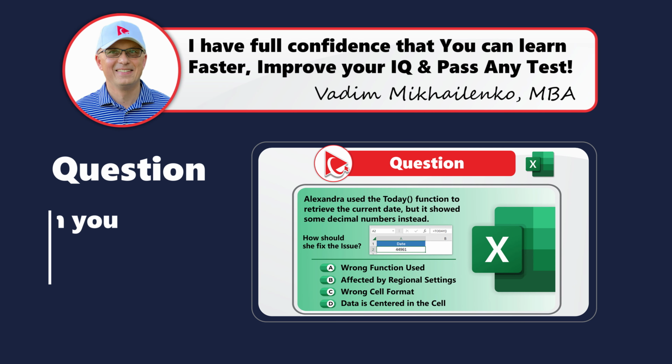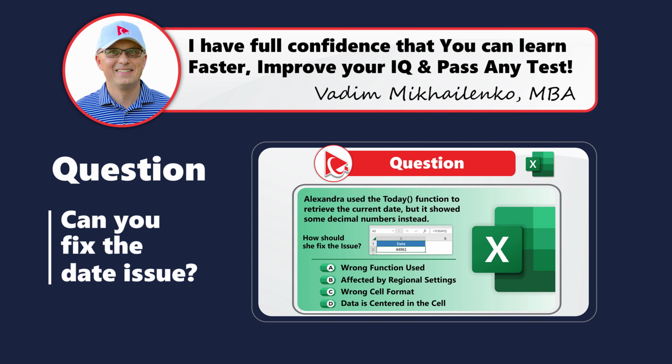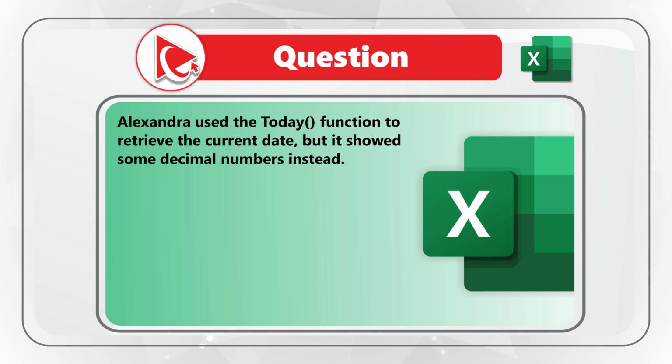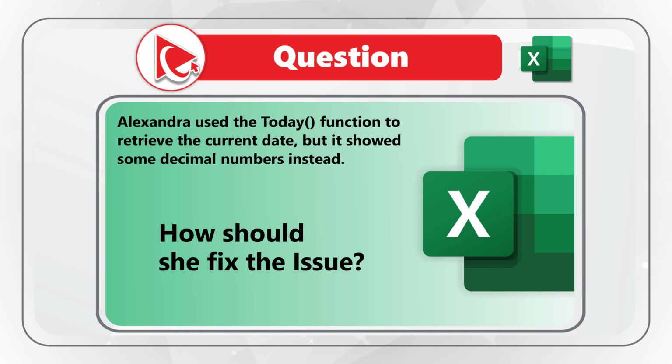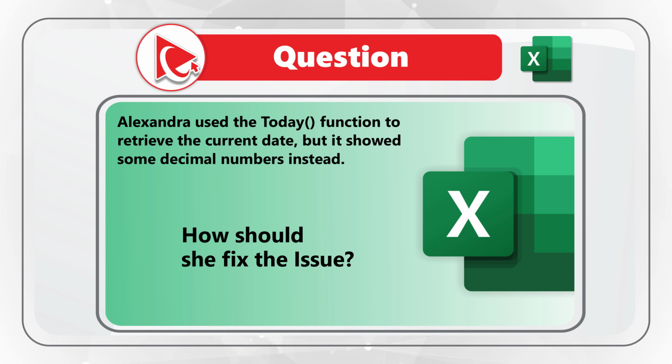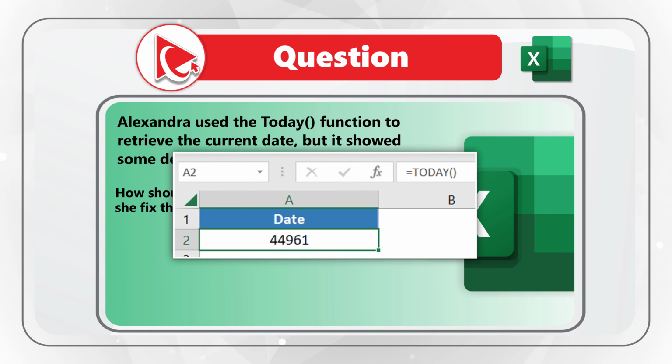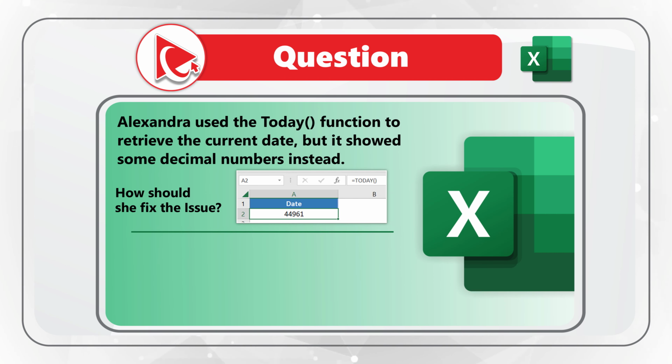Here's an amazing question which is not as easy to solve as it seems. Alexandra used today function to retrieve the current date, but it showed some decimal numbers. How should she fix the issue? You're presented with the snippet from Excel, which shows the date as well as the format in cell A2. And it shows that in the formula bar, it used the today function. And you need to select one of the 4 different choices.